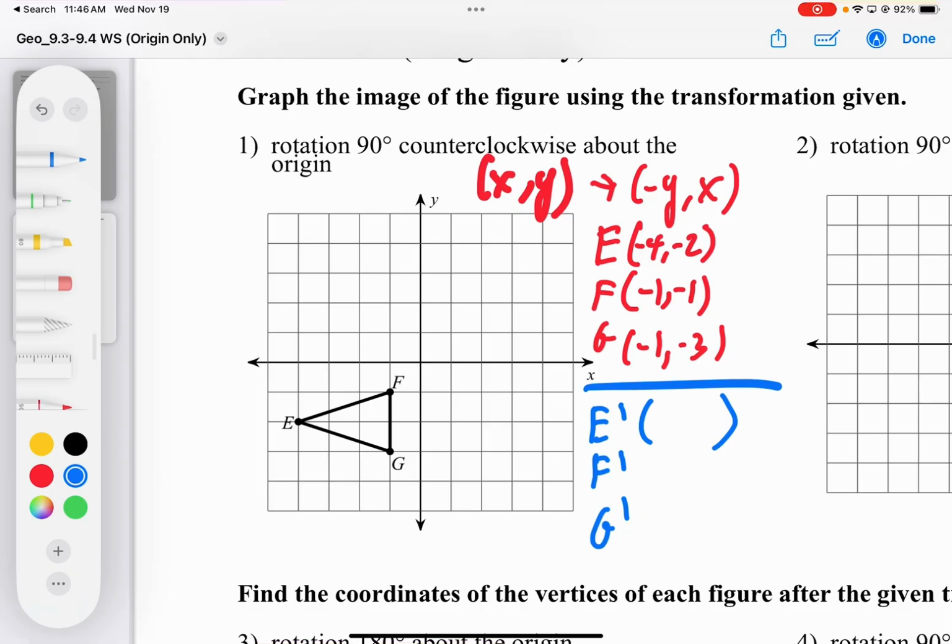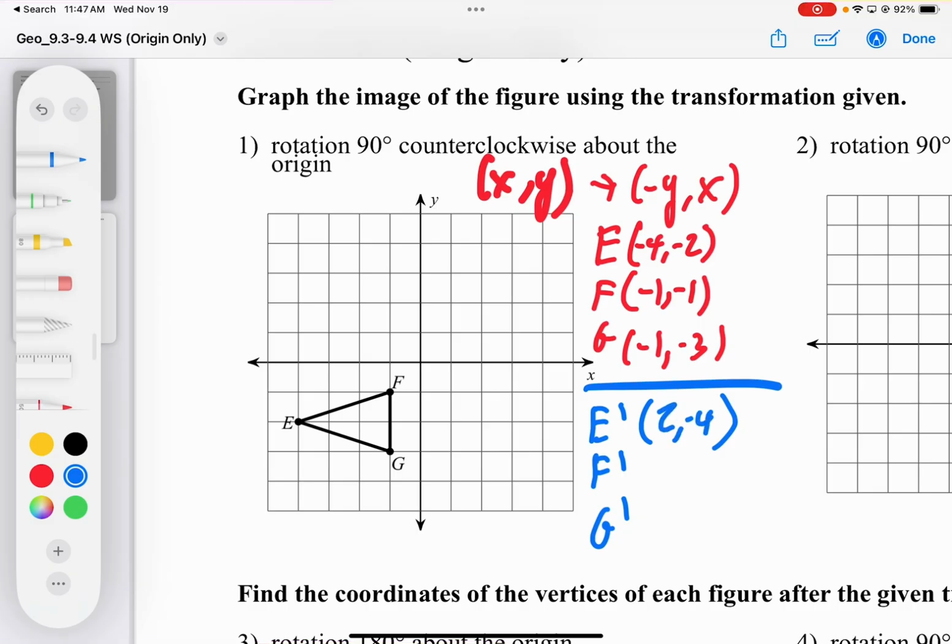The rule for 90 degrees counterclockwise, x, y goes to negative y, x, which means swap the coordinates and then change the sign of the one that lands in the first spot. So if I swap these, it becomes negative 2, negative 4. But then I need to change the sign of the one that lands in the first spot. So instead of negative 2, I would have positive 2, negative 4.